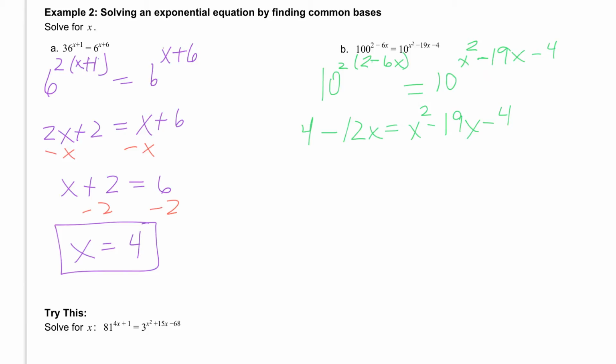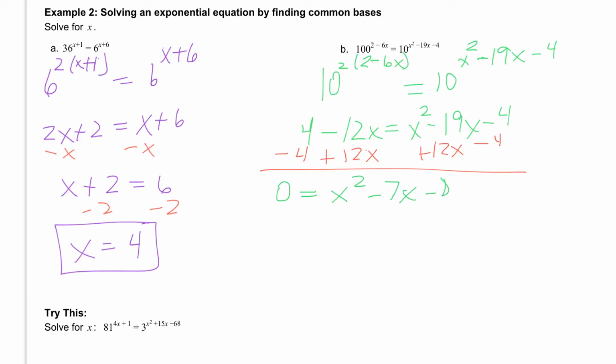To solve quadratic equations, you need to set it equal to 0, and you can either use factoring or the quadratic formula. I will show you both in this problem, and you can choose which way you want to do it. So the first thing I need to do is get my x squared and everything else on one side and set it equal to 0. So I'm going to start by subtracting 4 from both sides. And at the same time, I'm also going to add this 12x, so I can get everything onto one side. So what I end up with is 0 equal to x squared minus 7x minus 8.